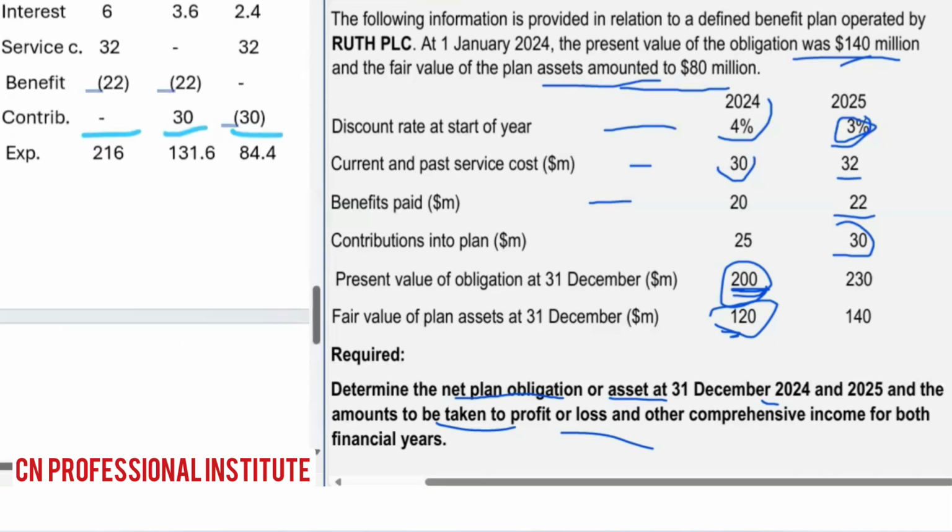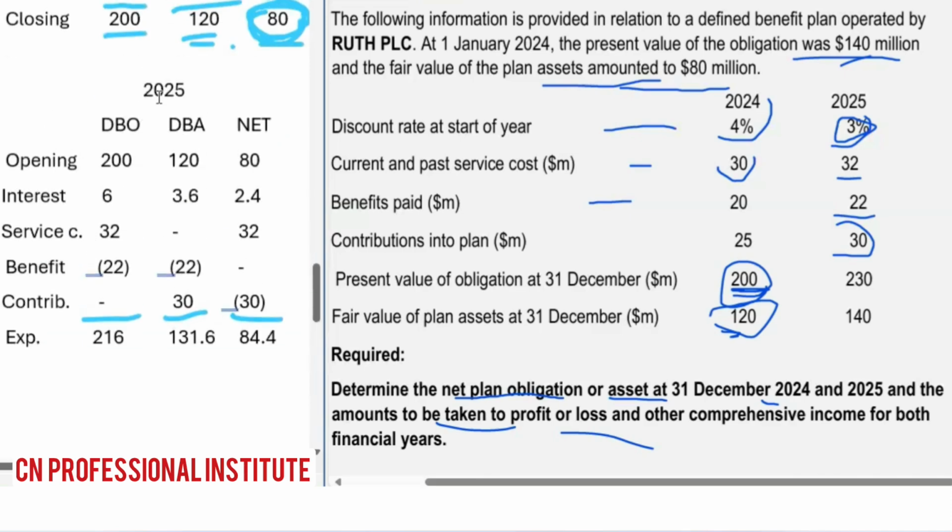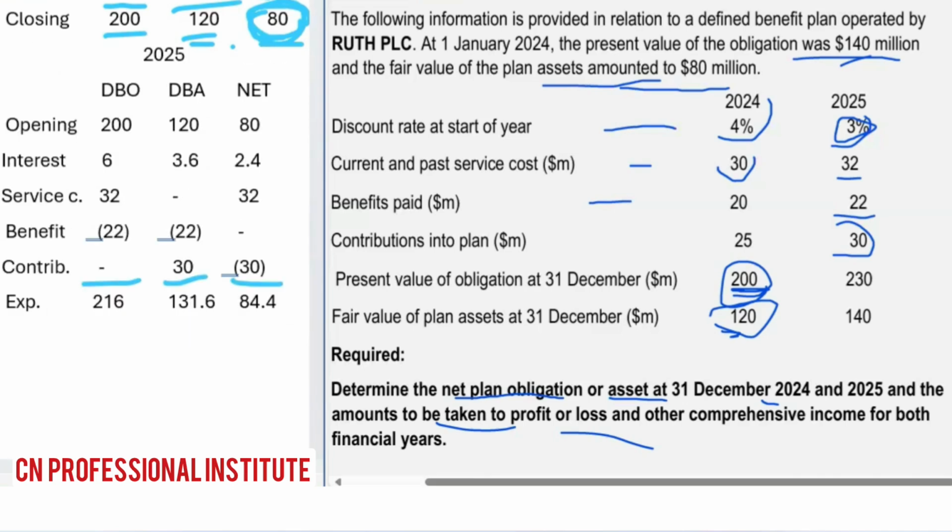Then we compare the expected values with the closing values. I'm checking if I can push this in smaller so that we can do the calculation here. Let me just cut this one here.